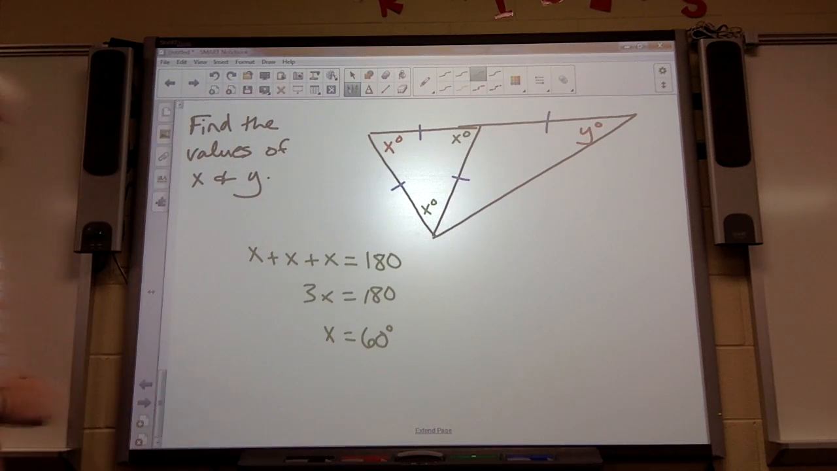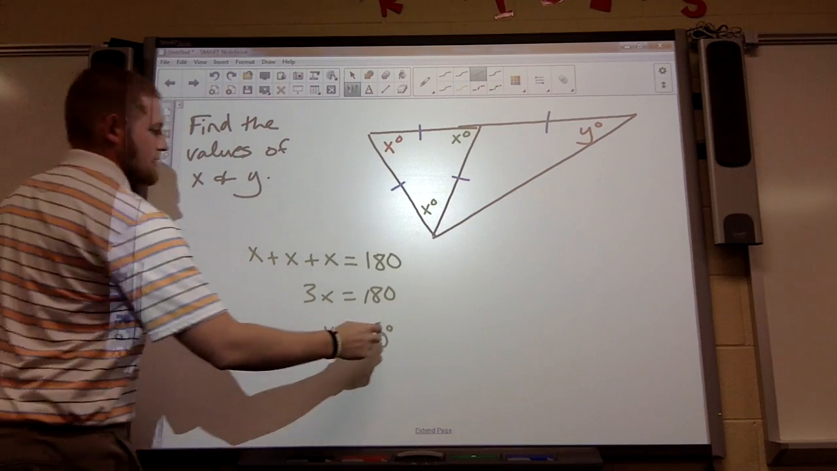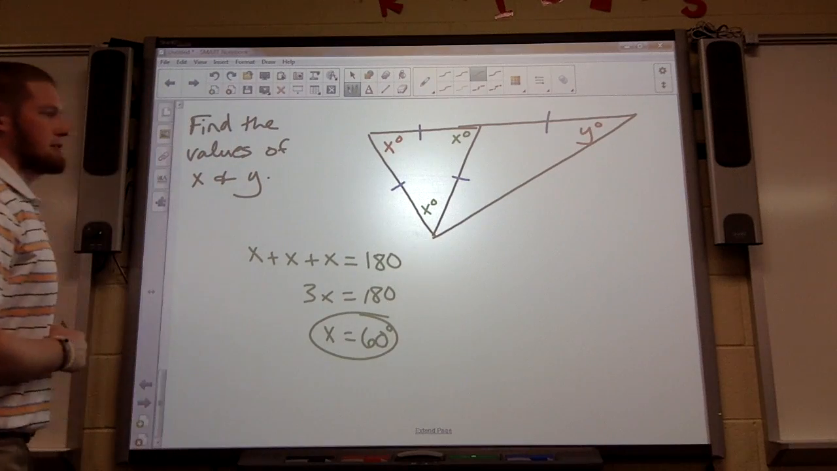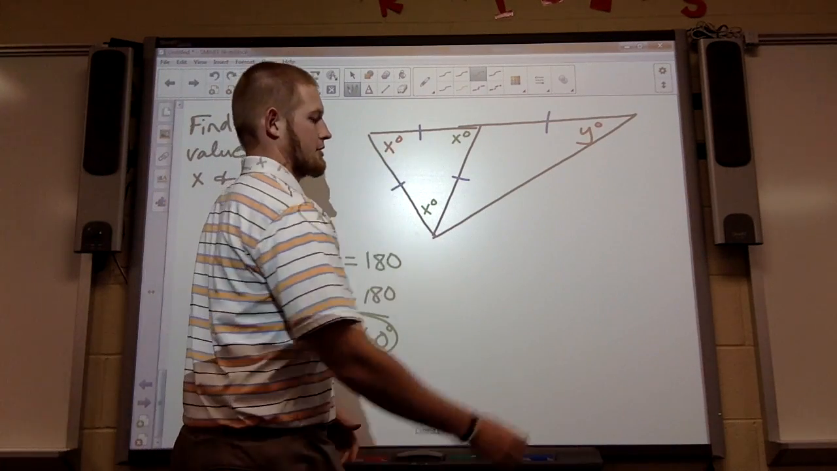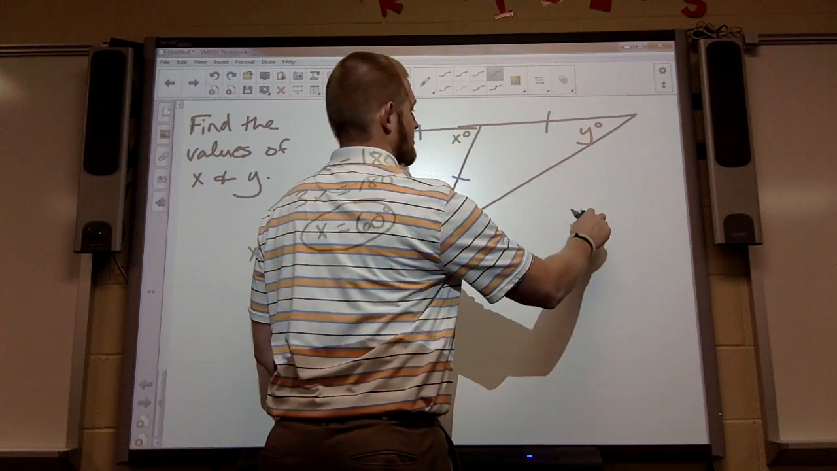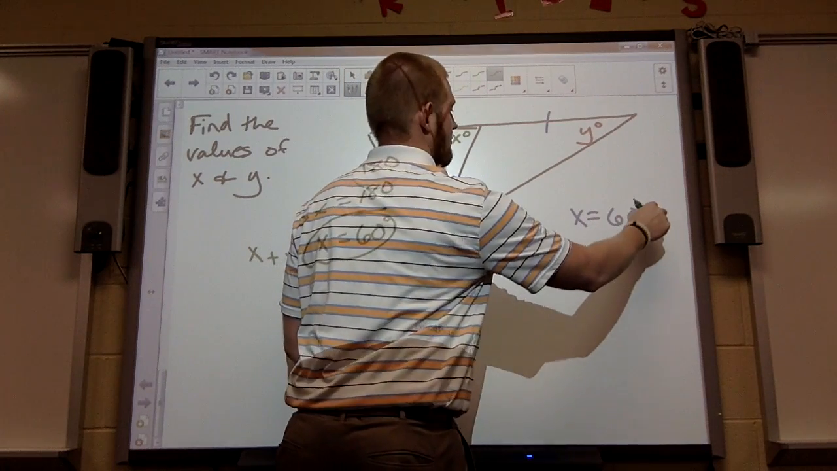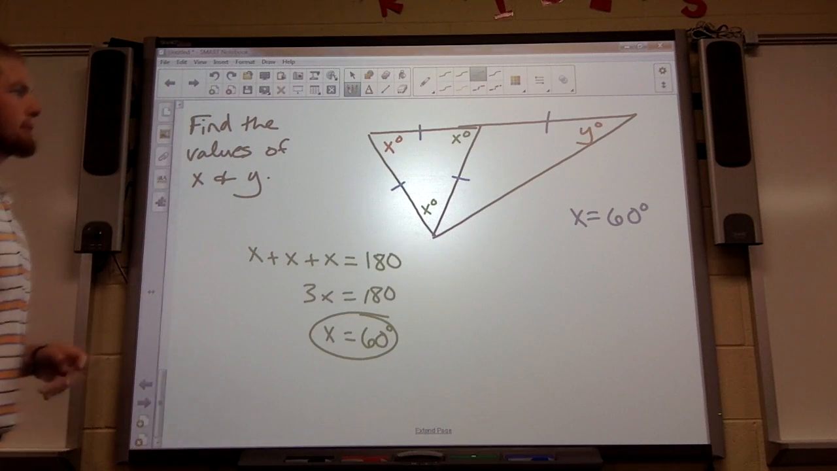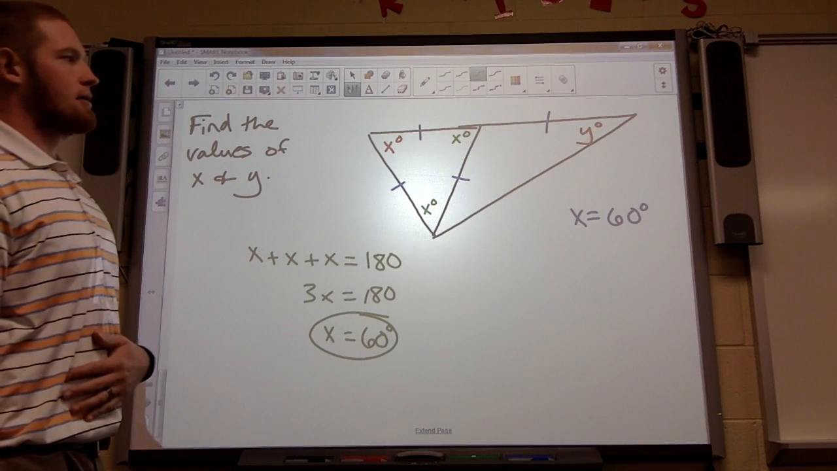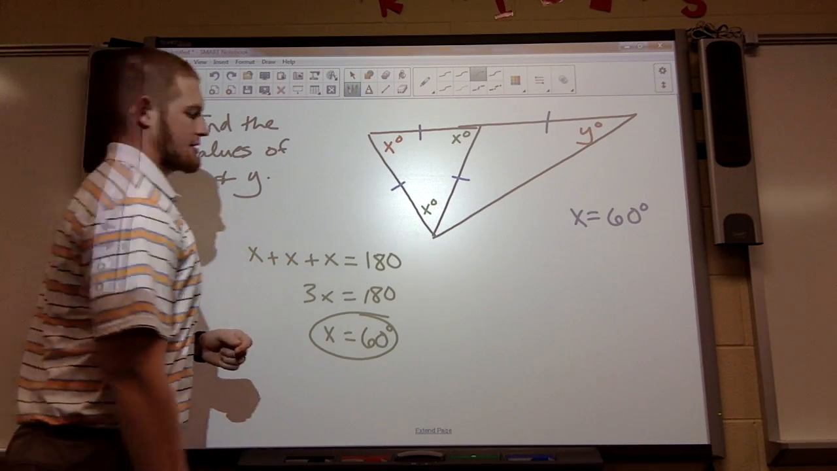Give you a second to think of that on your own there. So I know now that x is 60 degrees. Okay, so I've solved half my problem. I know that x equals 60 degrees. Okay, keep your answers organized. If you're finding two variables, make sure you write them in one place so we can circle them all at once. Alright, we know that x is 60 degrees.